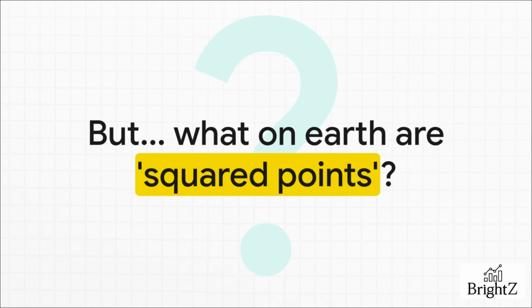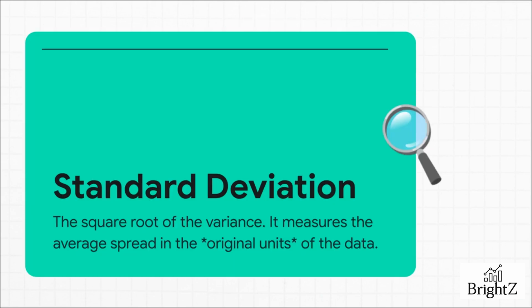Because we squared the points, the units are now squared points. And I have absolutely no idea how you score a squared point in basketball. It's a useful number, for sure, but it's not very easy to wrap your head around. And this, my friends, is where standard deviation swoops in to save the day.